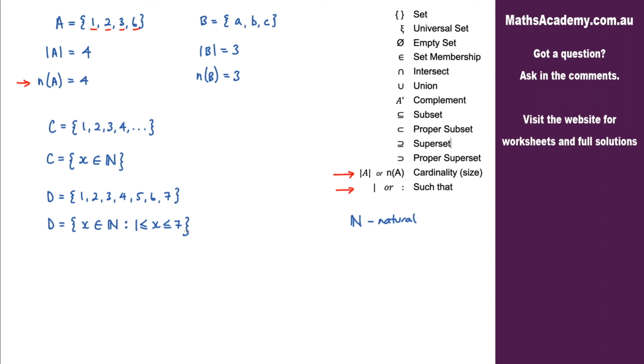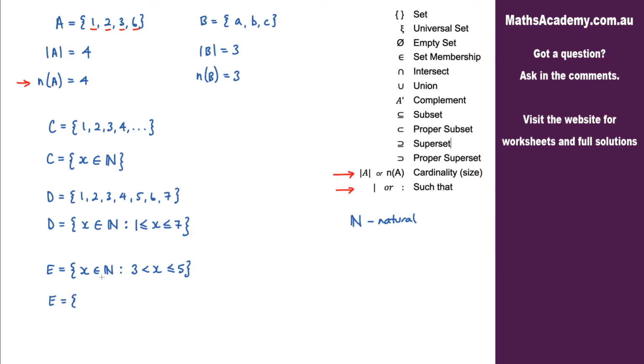Let's have another example. Let's say I start with set E. Let's use set builder notation. So x belongs to the natural numbers such that we have 3 is less than x is less than or equal to 5. So what would that be? What would be in that set? Well, the set E would be the following.